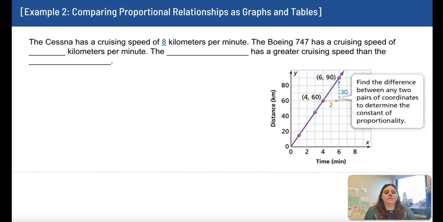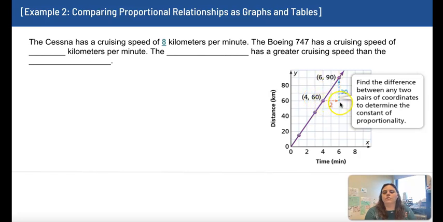While the Cessna has a cruising speed of 8 kilometers per minute, the Boeing 747 has a cruising speed of, well, we're going to find the slope using our graph. So here we're going to find the difference between any two pairs of coordinates to determine the constant of proportionality. In this case, they're showing us a point at 4, 60 and 6, 90.